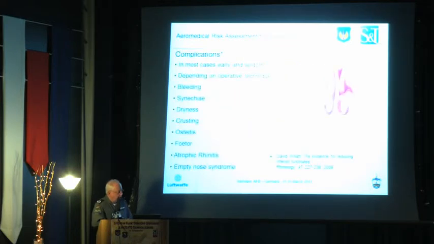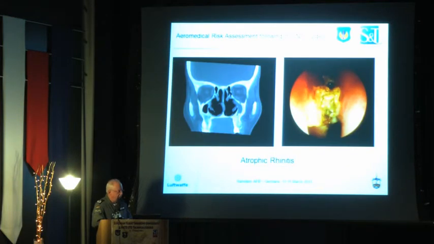Operations in the nasal turbinates can also cause complications. A major complication is atrophic rhinitis when you remove too much from the nasal cavity. The humidification of the nose works worse, and that could lead to permanent crusting, and it's very difficult to handle when you remove too much out of the nasal cavity.